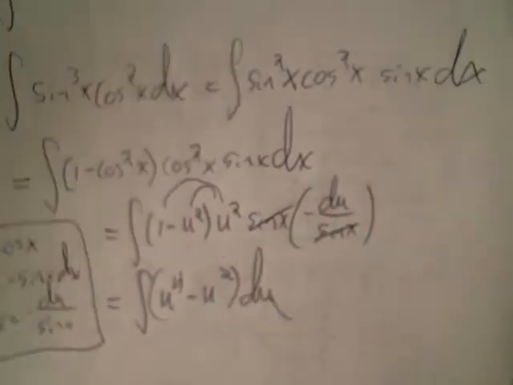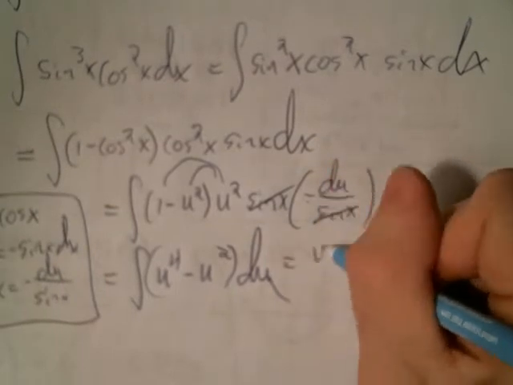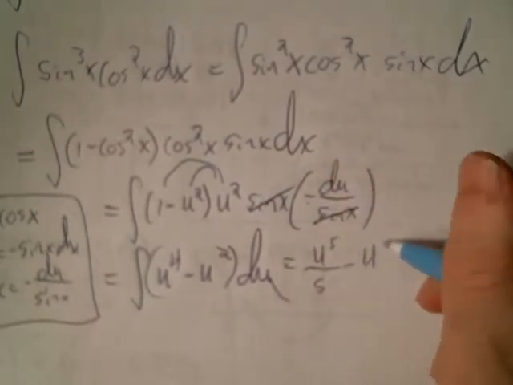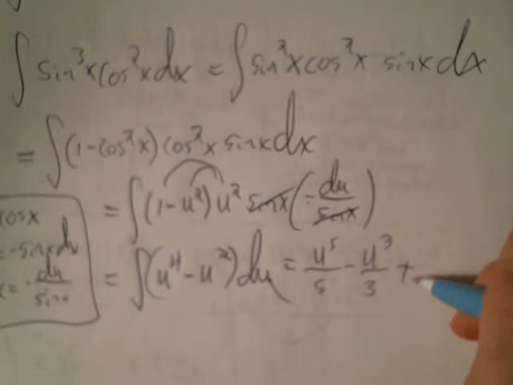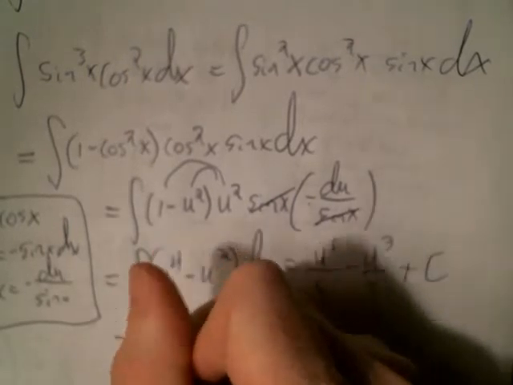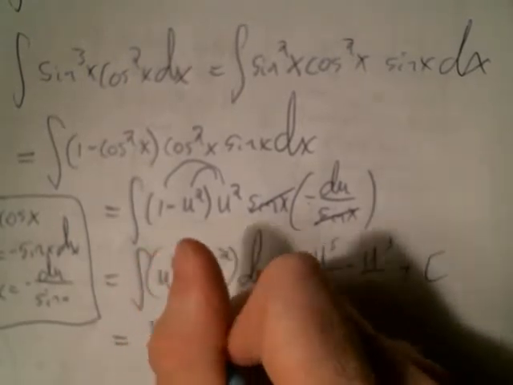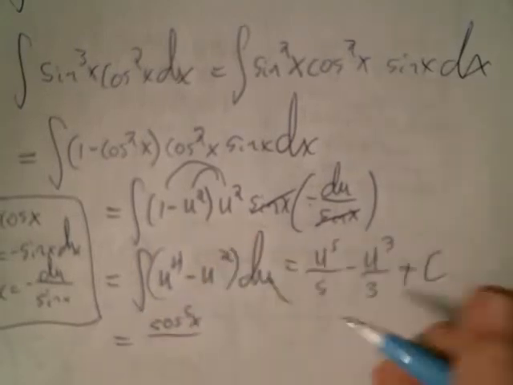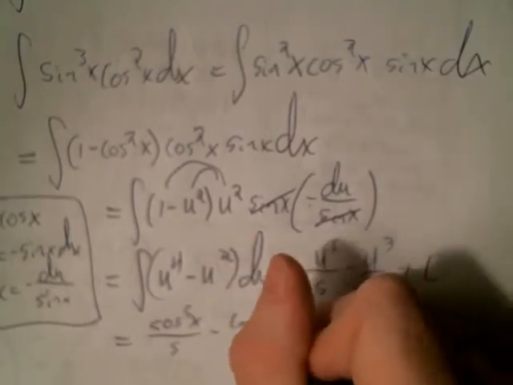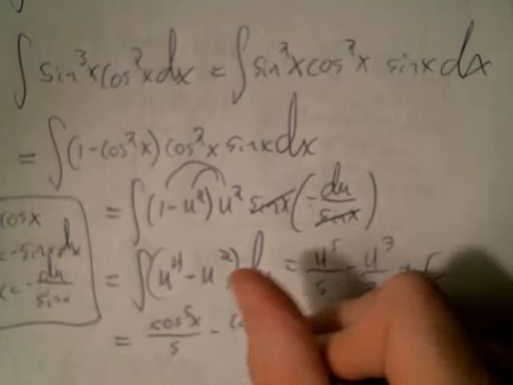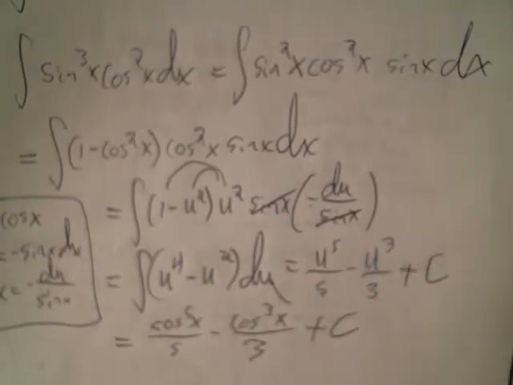And then it's just a power rule integral. So you end up with u to the fifth over 5 minus u to the third over 3 plus c, and then back substitute. You get cosine to the fifth x all over 5 minus cosine to the third x over 3 plus c. So you get a trigonometric polynomial resulting from the integral of a product.